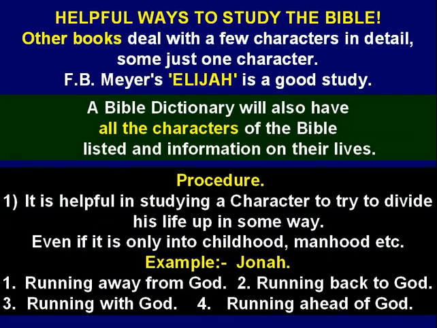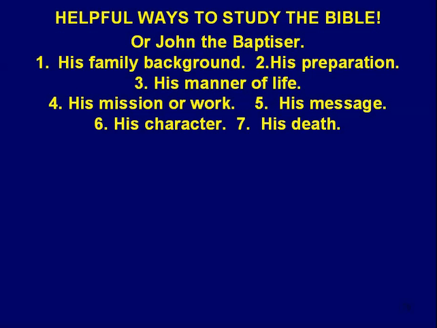For example, Jonah. Jonah often has been described as, first of all, running away from God, then running back to God, and then running with God, and then running ahead of God. John the Baptizer: we talk about his family background, his preparation, his manner of life, his mission or work, his message, his character, and ultimately his death.